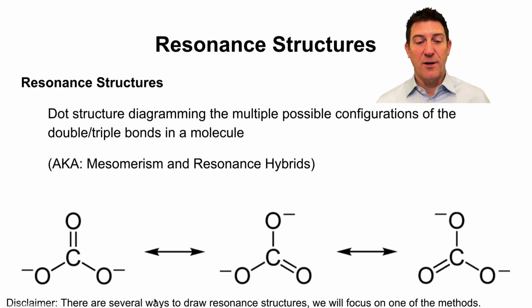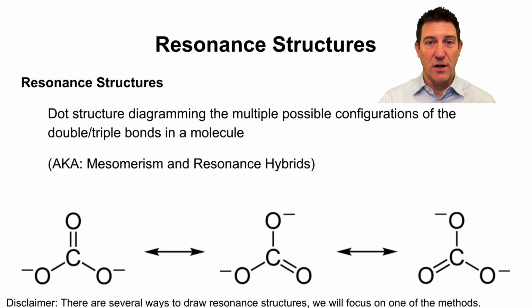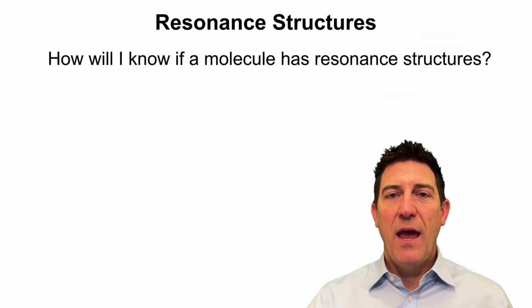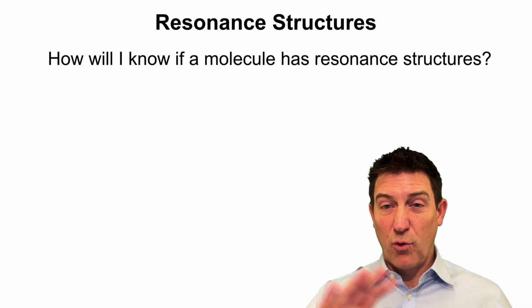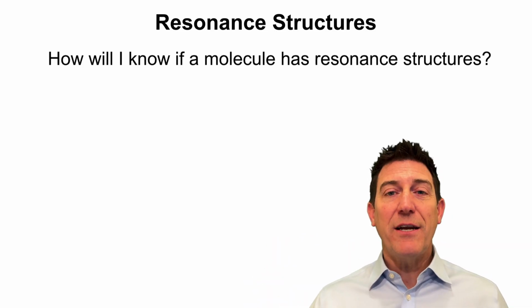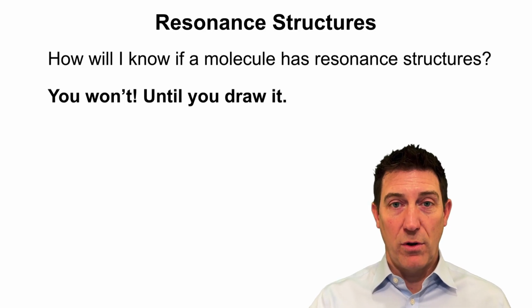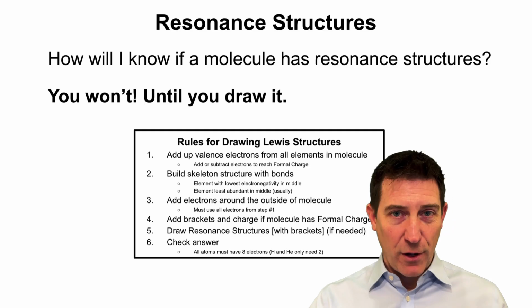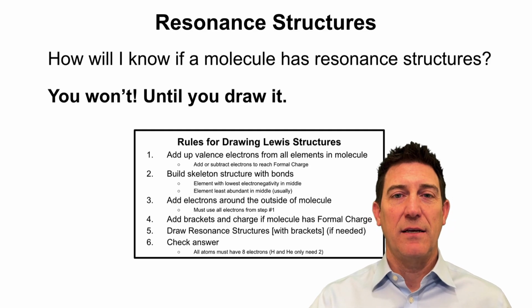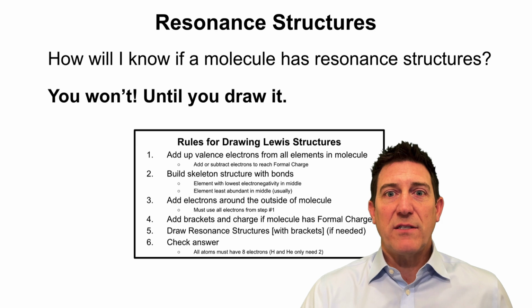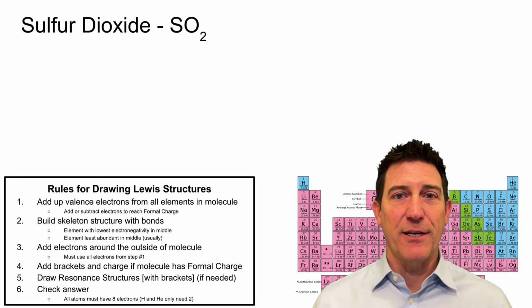My disclaimer is this: there are several ways to draw resonance structures. But I'm going to stick with the method that I'm going to teach you now, and it will work in all situations, but just know that down the road, you might find another method that's going to be easier in the situation that you're doing it. And when you're drawing Lewis structures, here's a great question that I get from students. How am I going to know if I need to draw a resonance structure? Well, here's my answer. You won't until you draw it. And if you follow these steps that I just had on the screen, then you're going to know when to draw a resonance structure, and you're going to get it right every single time.